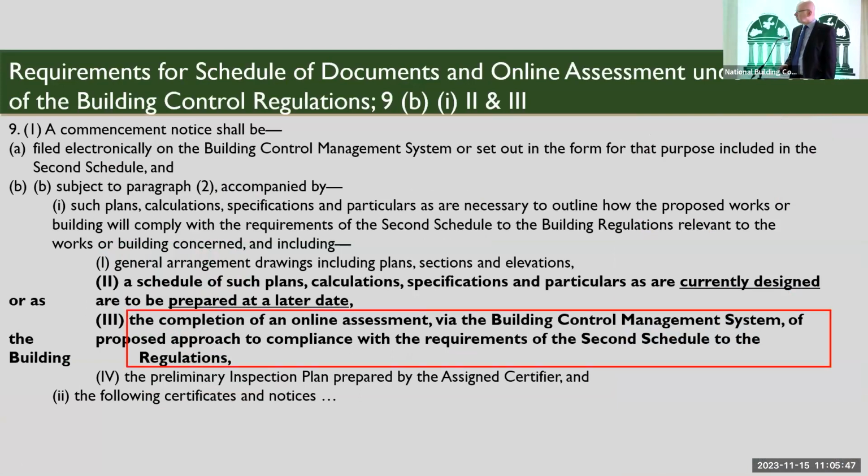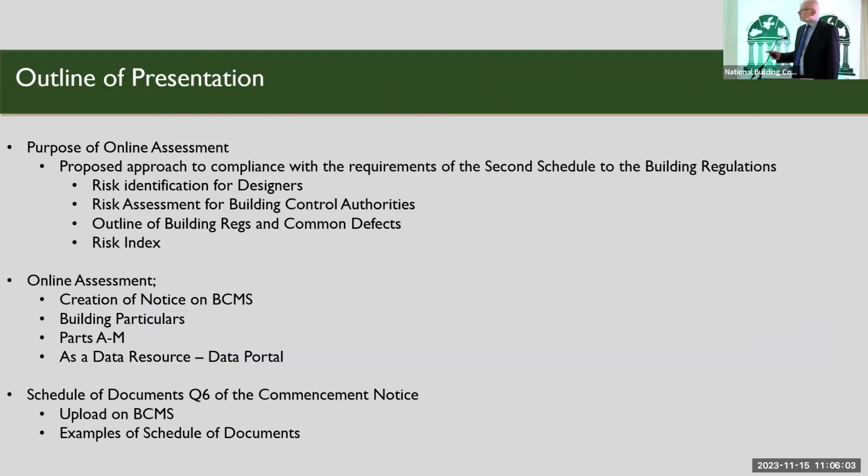And then the second one is the completion of the online assessment via the building control management system, a proposed approach for compliance with requirements of the second schedule of the building regulations. So I'm going to look at that one first and look at this one second, because that's the way they ordered them on the BCMS system. So that's the outline presentation.